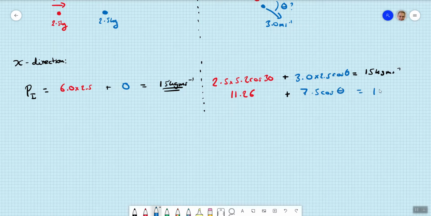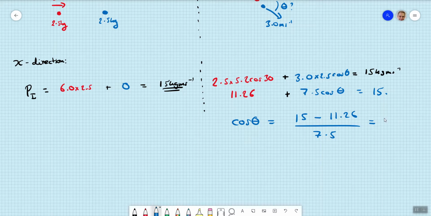And that's equal to 15. So I can then just take that over there and divide through by 7.5. So I end up with cos theta is equal to 15 minus 11.26 over 7.5. And I get 0.498. So essentially I'm getting 0.5.